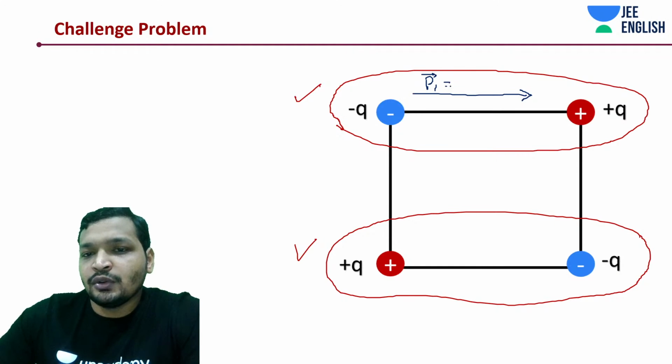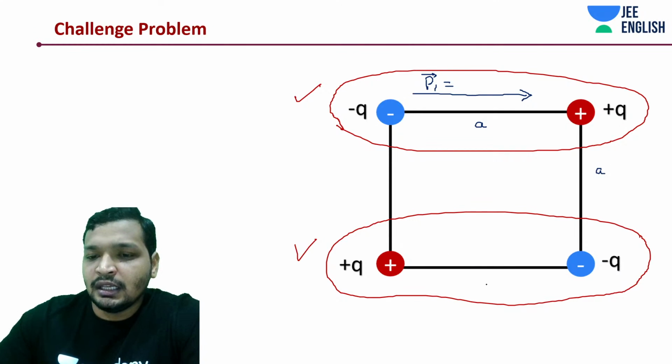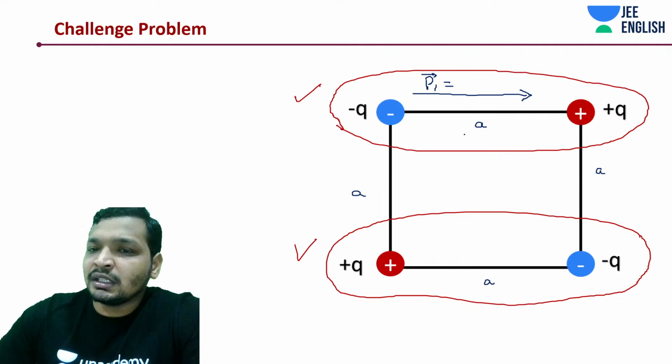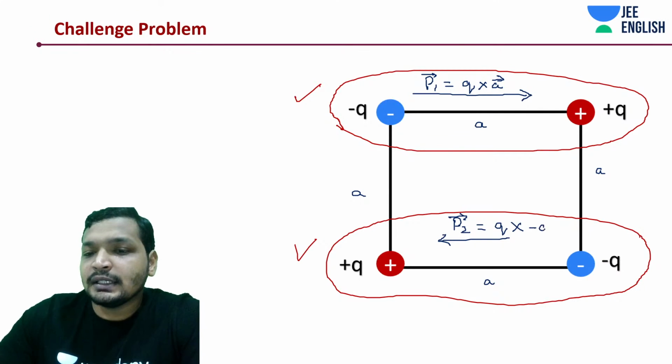P1 vector is going to be something like, let's say this distance is a. It's already given to us, a and a. So 2l was nothing but distance of separation between them. It's q into a vector. What about dipole moment 2? This is going to be P2, which is going to be like q into plus or minus a vector.